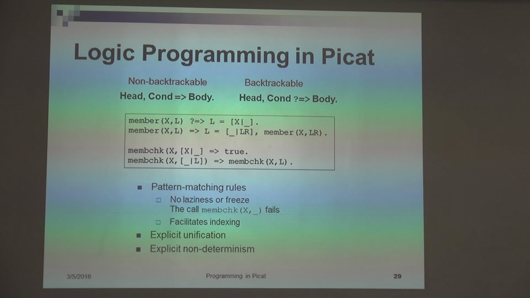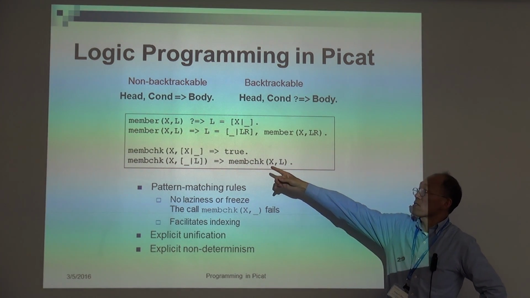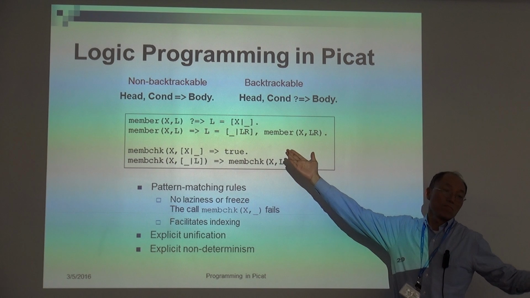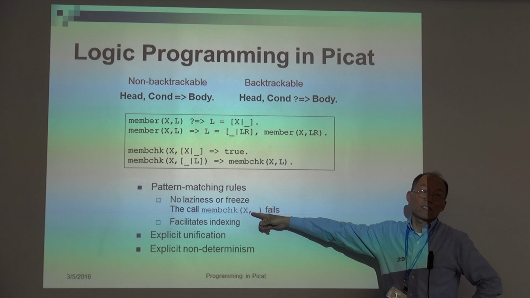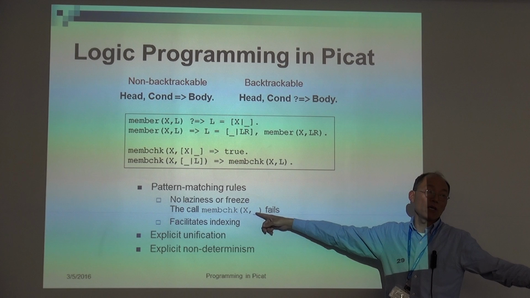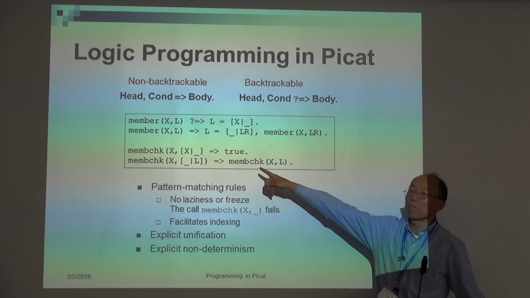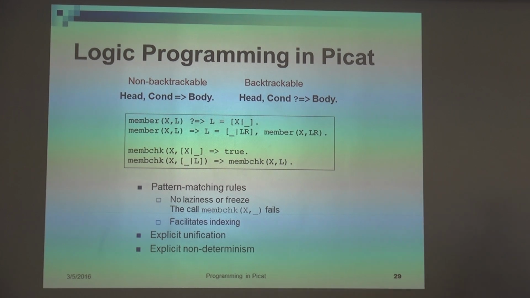So, for efficiency, pattern matching rules. For example, you have member check, X. X is the same as the first argument, and then X is a member of the list. But if you call this predicate with member, X, and the second argument is a variable, this one doesn't match the second argument, so it fails immediately. Again, this is for efficiency's purpose.